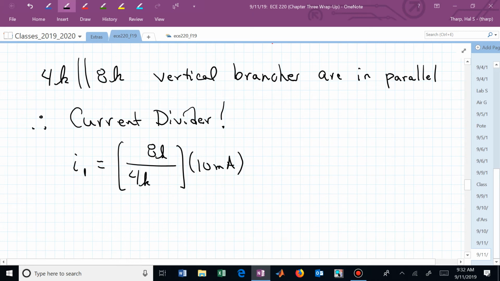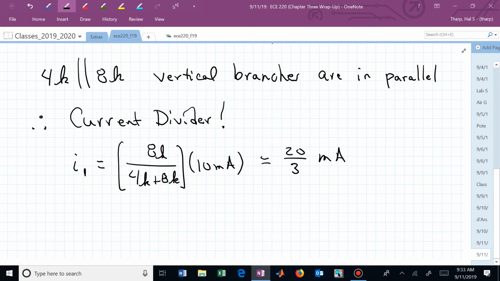I wish they would have done L's instead of K's, but I have to do K's because K means 10 times 10 to the 3. So the milli and the K's cancel, and now we have 8 over 12, or 2/3 of 10. Is that right? So this is now 20 over 3 milliamp. I should have said the K's cancel. I still remain with the milliamp.